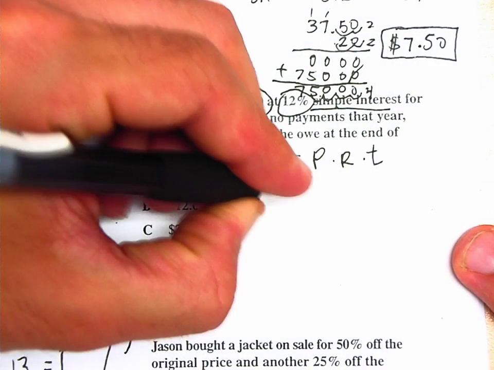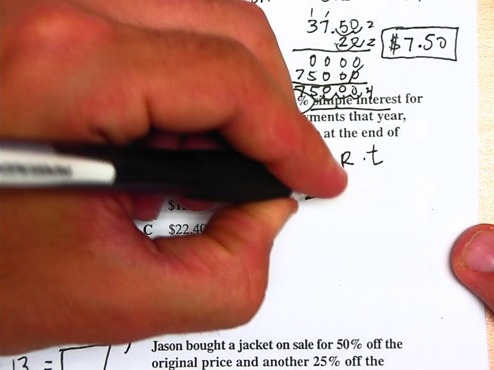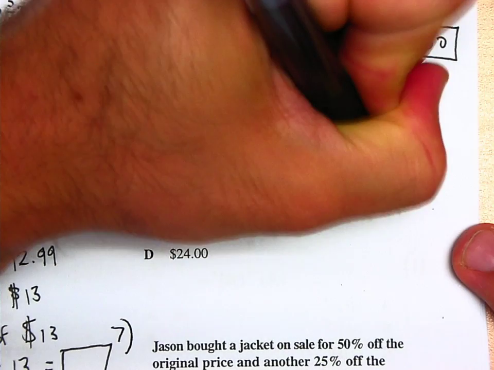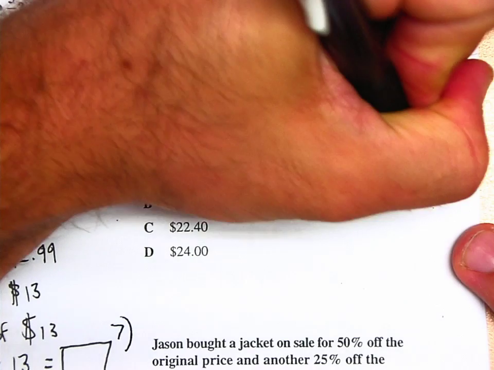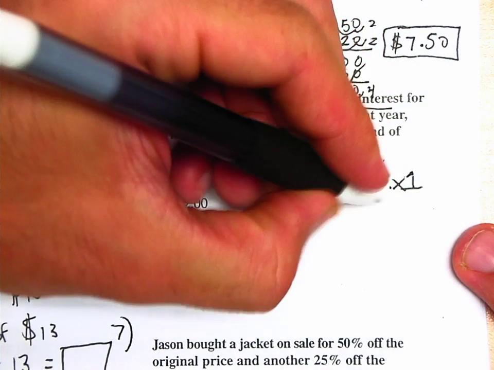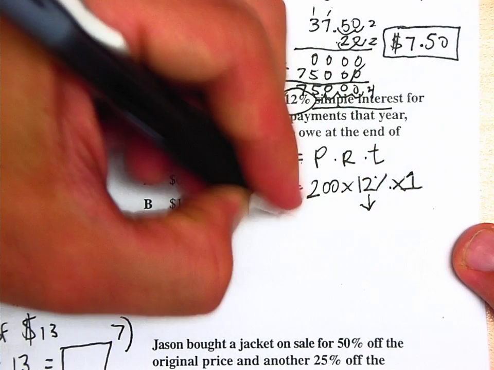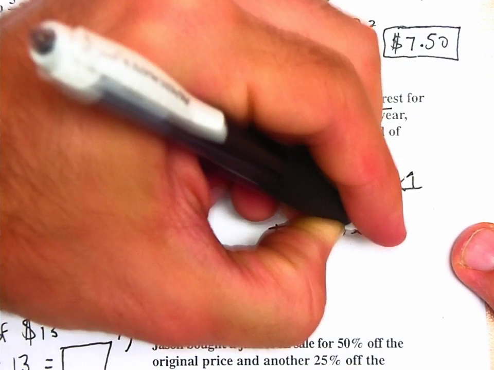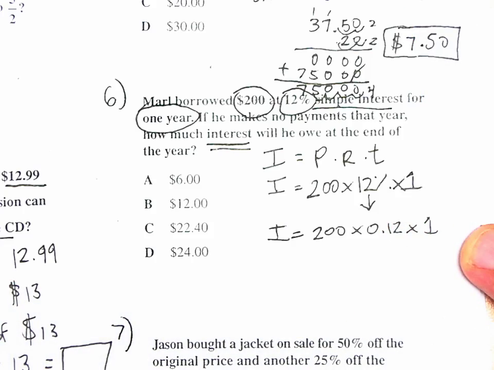So interest equals the principal. The amount he starts with is $200, times the rate, which is 12% simple interest per year, times the time, which is 1 year, times 1. So I need to multiply these things together, but before I do, I need to turn 12% into a decimal. And so this is really 200 times 0.12, times 1.